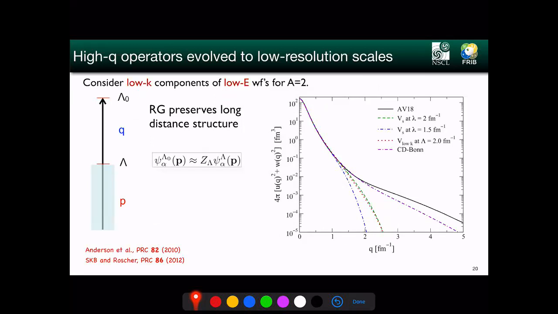of low energy states. And the first thing we notice, so here's a plot showing the momentum distribution calculated for several different interactions at different resolution scales. And you see that at low momentum, everything pretty much falls on top of each other. So this is just reflecting the fact that the RG preserves the long distance or low momentum structure of the theory that you started with. And so you have relationships like this, where P denotes a generic soft momentum.